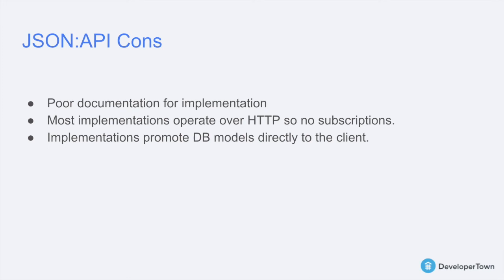One thing that I had experience with personally was that the documentation for the implementations is actually rather poor. And I'm particularly aware of this with the JSON API .NET Core implementation, where there isn't a whole lot to go off of. So if you have some issue that's maybe non-standard, it's a little bit difficult to figure out exactly how to handle that. And because these things are fairly new, Googling for fixes to these problems can often result in very few hits. Most implementations of this operate over HTTP, so we get no subscriptions again, and implementations generally promote DB models directly to the client, which is not a good idea, to promote your database schema to the outside world.